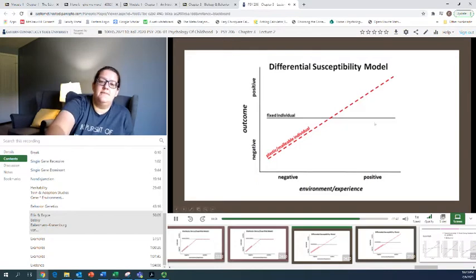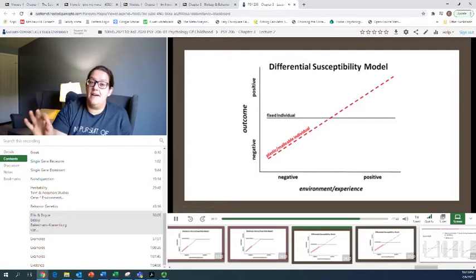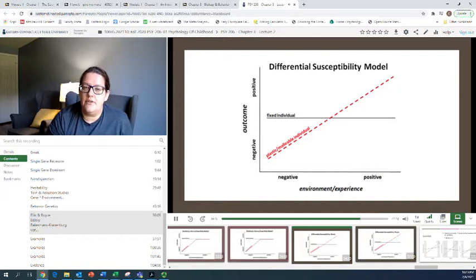Now, the red lines in this model, in the differential susceptibility, differentially susceptible to the environment. In this differential susceptibility model, these red folks, these plastic people, have genes that make them susceptible to the environment.